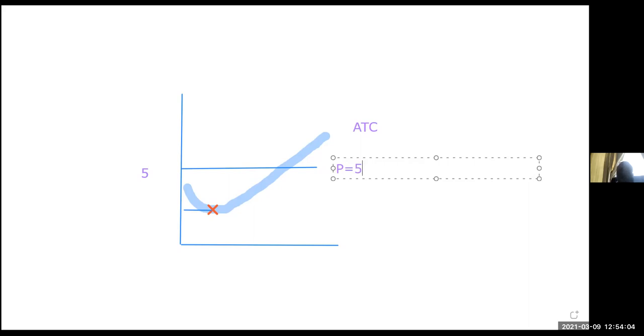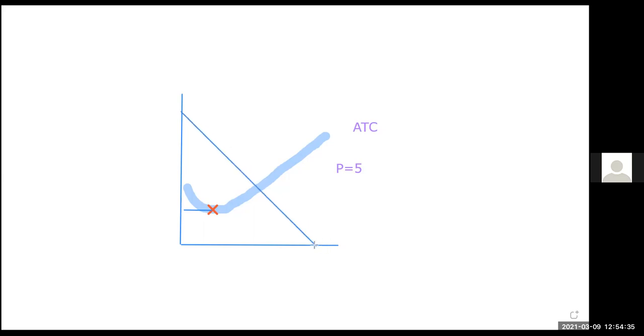For a monopoly firm, price is not fixed. The demand facing the firm is downward sloping. The monopolist decides the price. So for a monopoly firm, let me use the same graph to adjust this. The monopolist is facing a downward sloping demand curve. So the monopolist makes the price. It's a price maker.